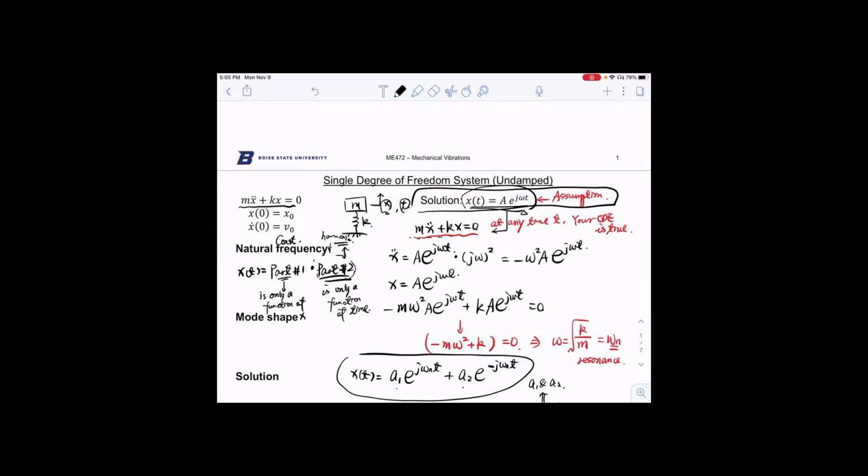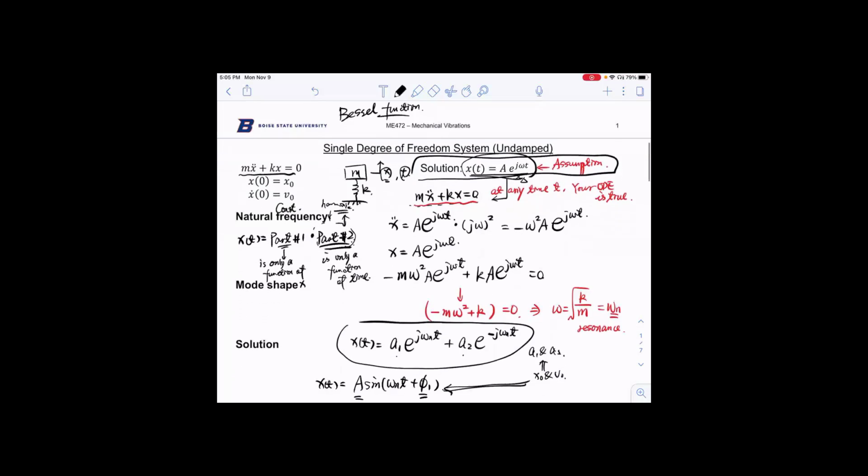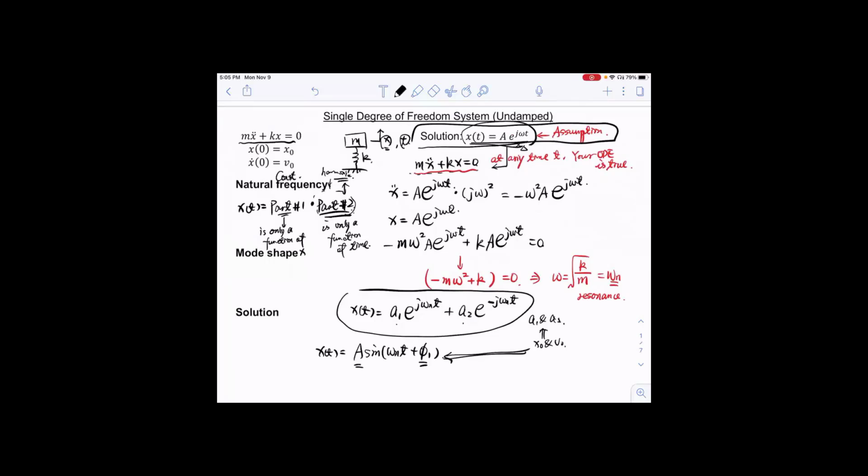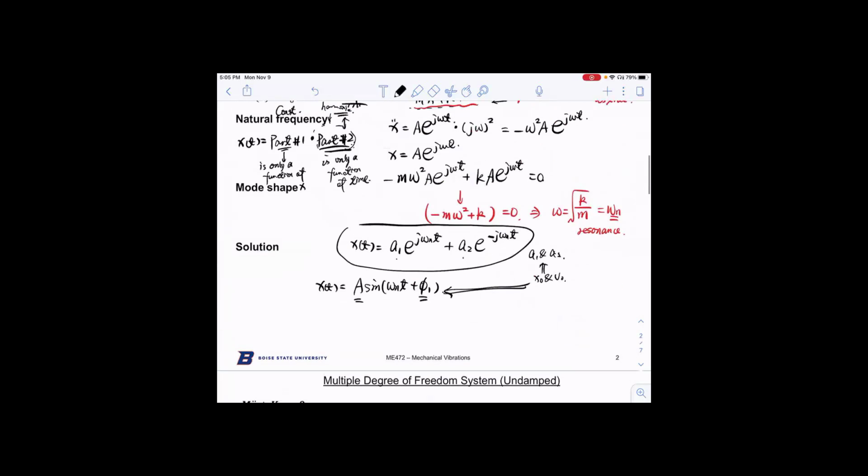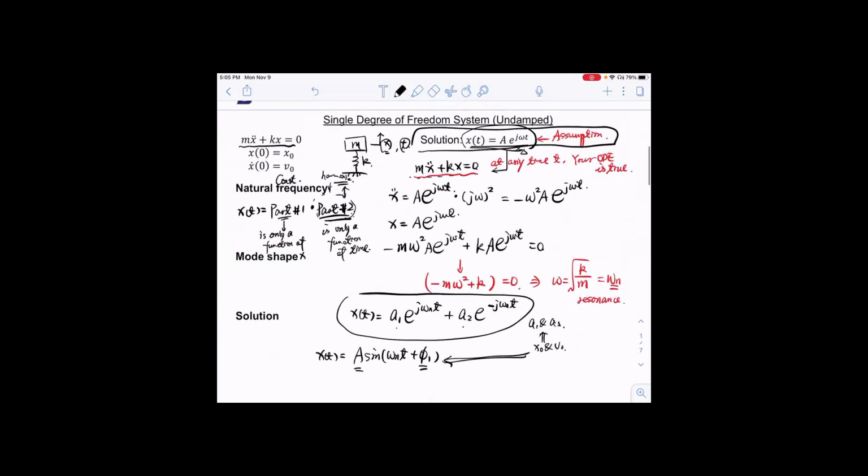And if you work in magnetics, they actually have other kinds of part 2 assumptions. Sometimes they have the so-called Bessel function. If you work in magnetics, instead of using harmonics, you're going to use another type of function, which is the basis of your solution. All right, so that's for single degree of freedom systems.